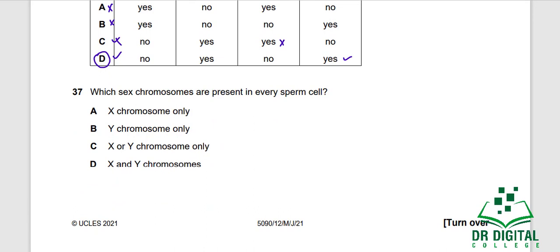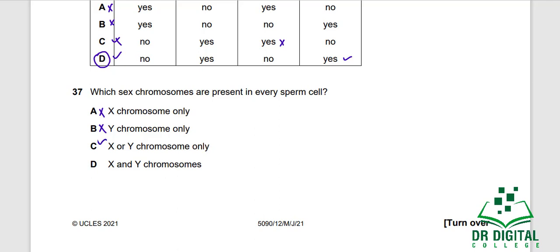In question 37, which sex chromosomes are present in every sperm cell? You know that the sperm cells are having either X or the Y. X chromosomes only, Y chromosomes only, X or Y chromosomes only, X and Y chromosome. You know that X chromosome can be present, while in others Y chromosome can be present. So saying that only X will be there, that is wrong. Saying only Y will be present, that is wrong. Either X or Y, that is correct.